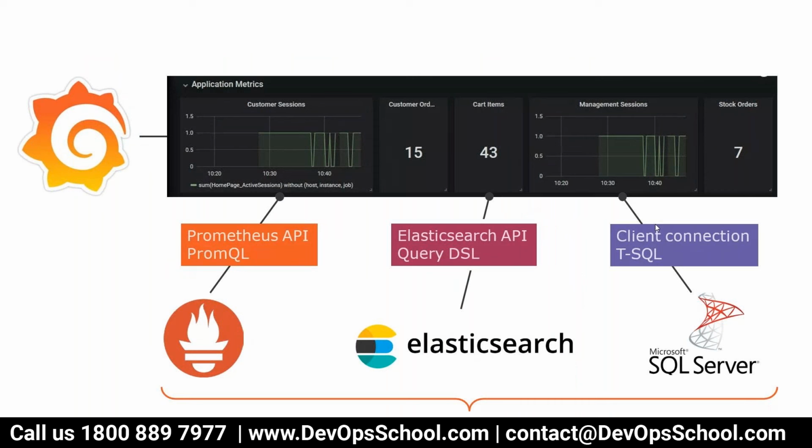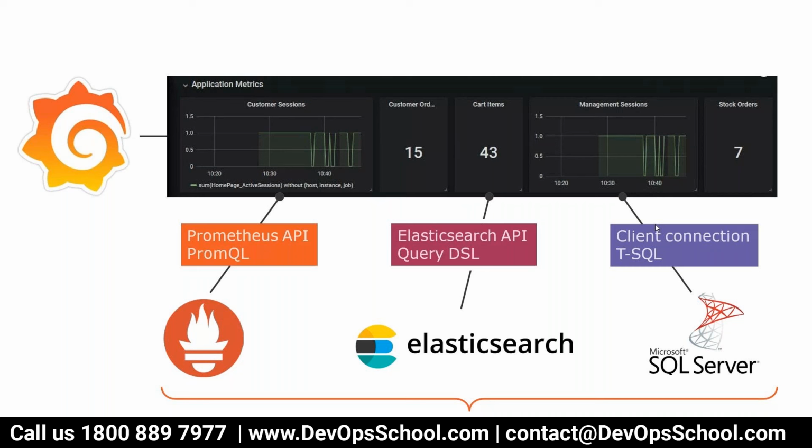If you look at this, this is the Grafana dashboard. You have three graphs. In fact, I think five graphs: customer session, customer order, cart items, management sessions, stock orders. So multiple you have, right? But the important thing is the data backend, where this is coming from, how this graph is created. You can create the graph from Prometheus, and you can again create from different data sources like Elasticsearch, SQL Server. That means you create one dashboard, multiple graphs, and each graph's data source can be different. And that's the beauty of Grafana.